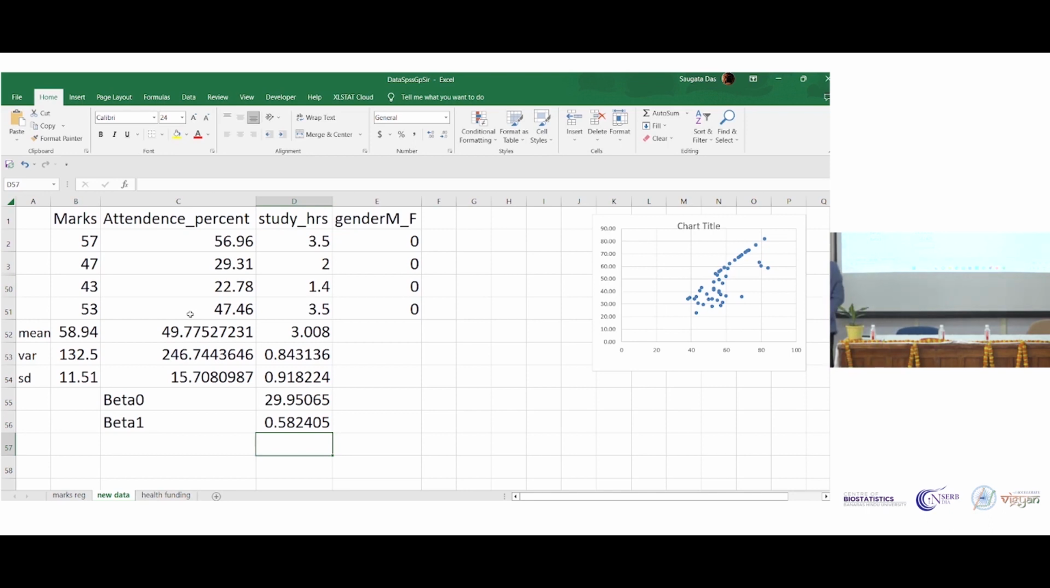So our model is, I think I told earlier, if x is 0, means attendance is 0, means a student does not attend the class and he appears in examination, it is expected that he will get how much marks? 29 marks. Okay? अब आगे चाहो तो आप नोट लिख लो.